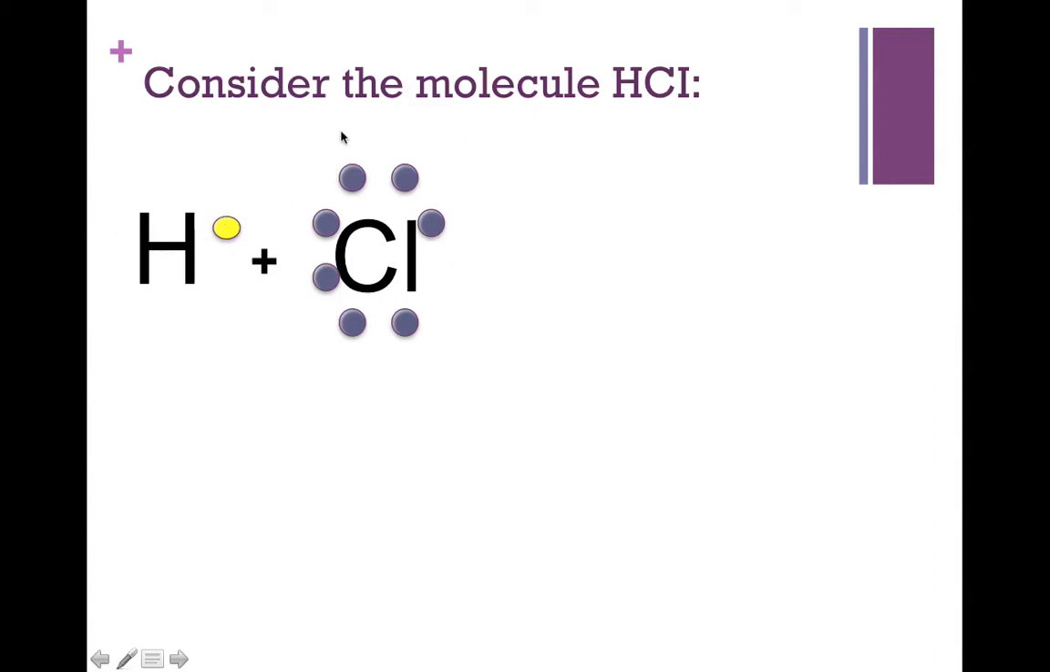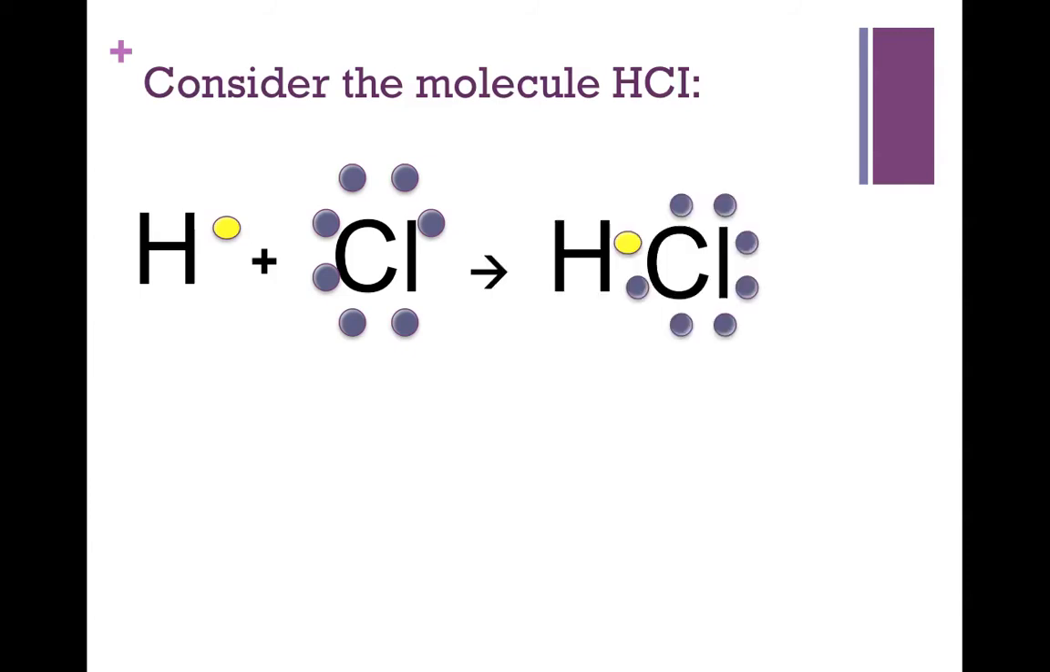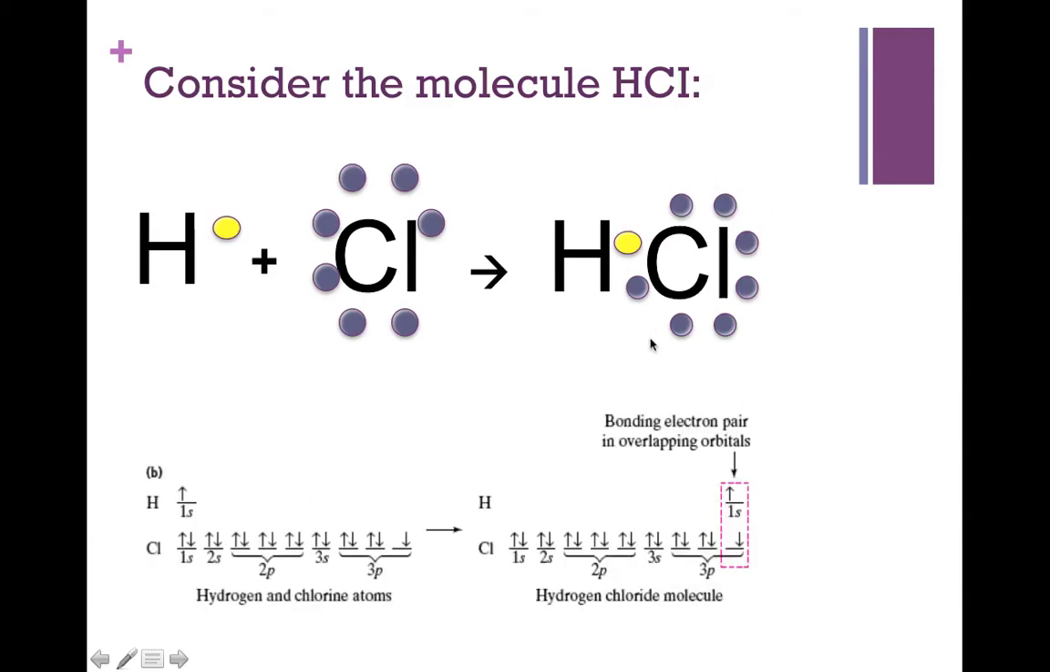Hydrogen has 1, chlorine has 7, and they will compensate by sharing. So now hydrogen has its full 2 because it's close to helium, and chlorine has its full 8. Okay, and then here's again the electron configuration. You can see chlorine and hydrogen are sharing that last orbital.